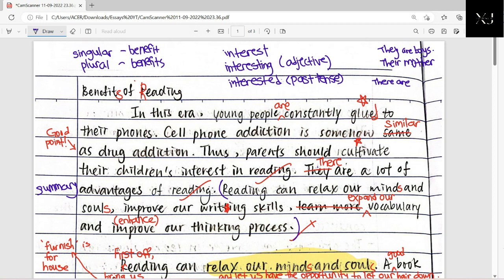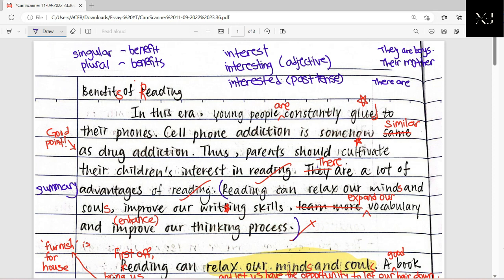Let's take a look at what my student has written for her first paragraph. I'll read it out loud first before my explanation, okay? In this era, young people are constantly glued to their phones. Cell phone addiction is somehow similar as drug addiction. Thus, parents should cultivate their children's interest in reading. There are a lot of advantages of reading. Reading can relax our minds and souls, improve our writing skills, expand our vocabulary, and improve our thinking process.